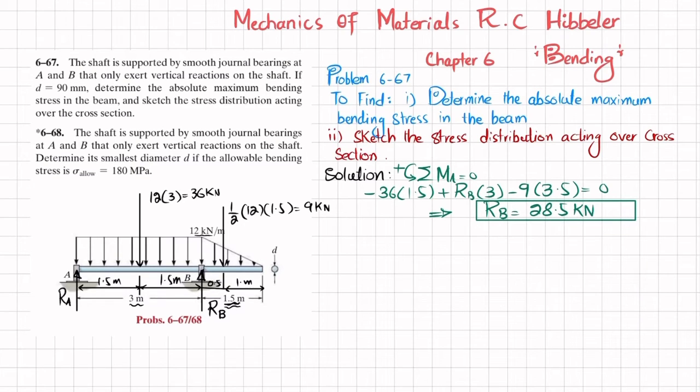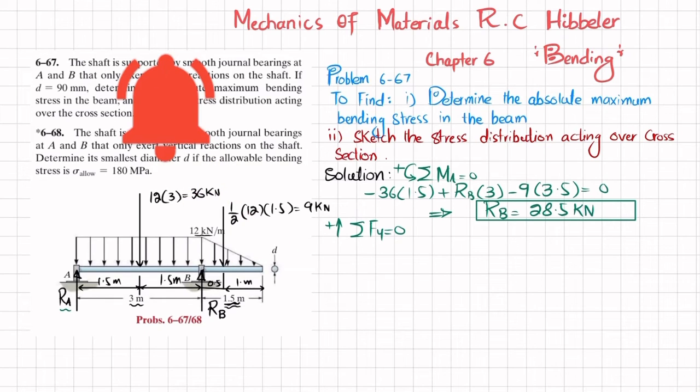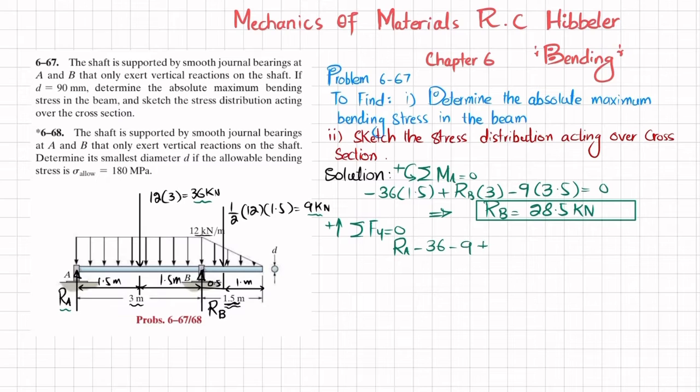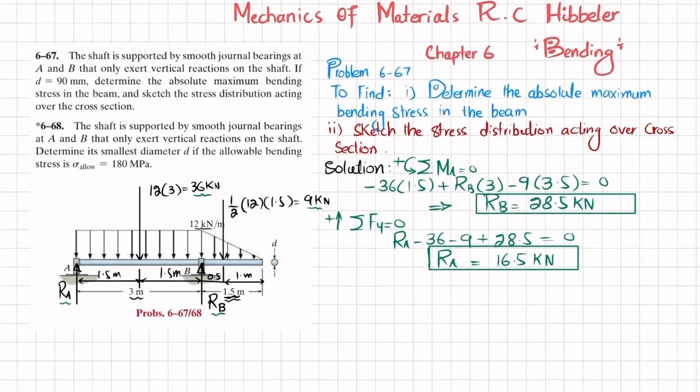Clear? Now we'll find RA by using the equation of equilibrium that the sum of all forces along the y direction must be equal to 0, with upward force taken as positive. RA is upward, this 36 is downward, so minus 36, this 9 is also downward, minus 9, plus RB, which is 28.5, is equal to 0. From here RA will be equal to 16.5 kilonewton. Now you have both RA and RB, so we will move to draw the shear force and bending moment diagram.